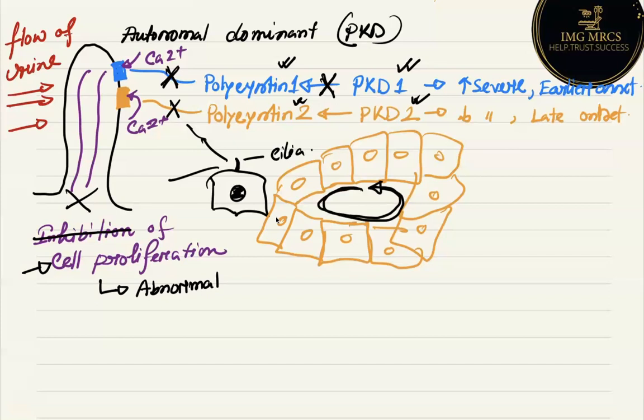Yes, sir. So this is the outpocketing, sir. Yes, this is the outpocketing of the tubular epithelium. That's how it happens microscopically. Okay. Is it clear now?